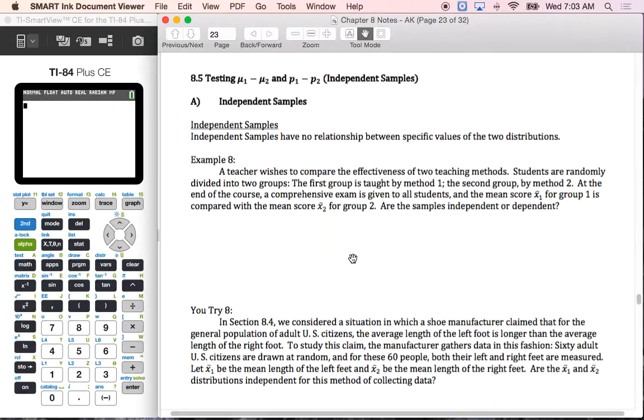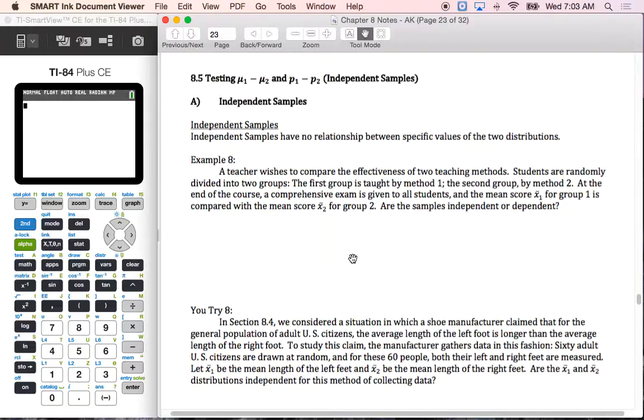8.5, we're testing the difference of means and the difference of proportions. We must have independent samples when we do this. Independent means there's no relationship between the values of each of the groups. So you're looking at two separate groups. We don't have a before and after anymore.